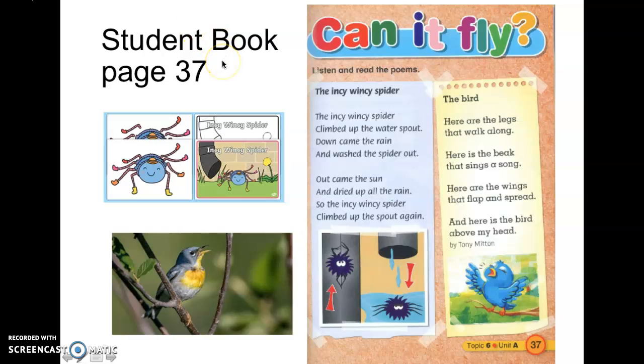All right, student book. We're going to read a poem that says, "Can it fly?" So I will read you the Incy Wincy Spider.